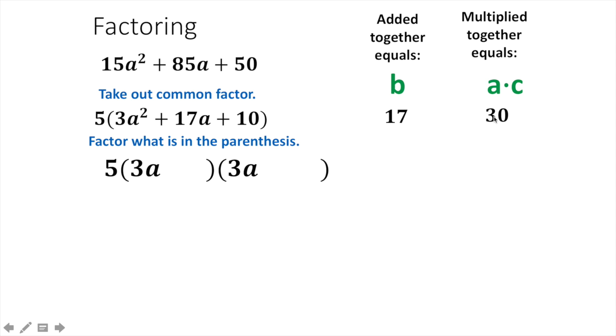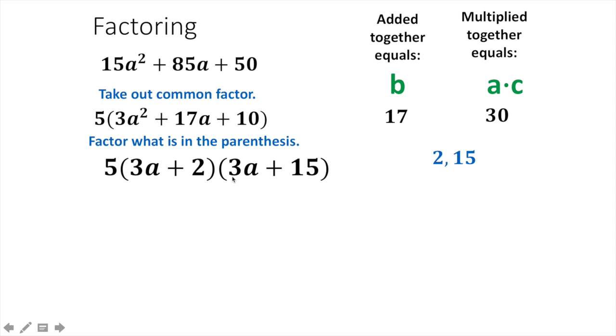So for 30, I can go 30 times 1, negative 30 times negative 1. I can go through all of these. 5 times 6. None of those seem to add up to 17 except for 15 and 2. 2 and 15, it doesn't matter what order you write them in. They're both positive. They multiply together to give me 30 and add together to give me 17. Now that I know that, I can fill these in. I can write in a positive 2 here and a positive 15.